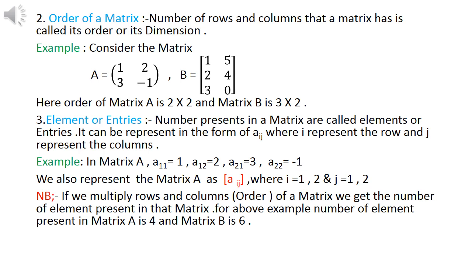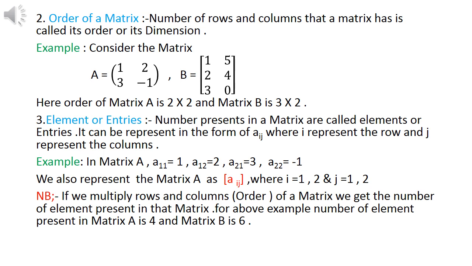We cannot say the order of A is 4 or the order of B is 6. If we say 4 and 6, that is the answer for the number of elements present in matrix A and the number of elements present in matrix B. So for order, we have to say row into column. That is, the order of matrix A is 2 cross 2 and the order of matrix B is 3 cross 2.